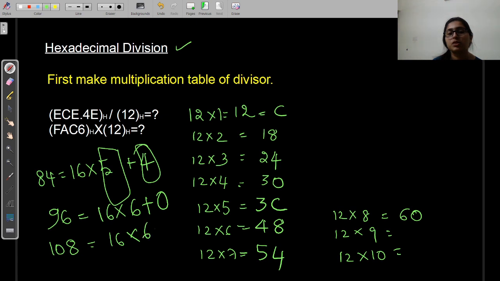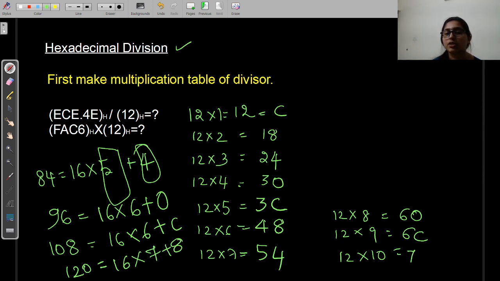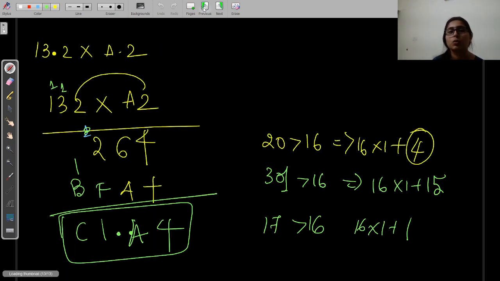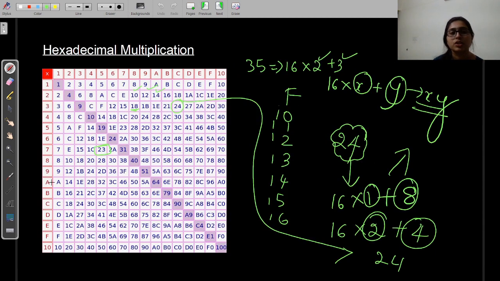You have to use this only. 16 6s are 96, then you have 4 plus 8, 12, C, so 6C. 12 10s are 120. 16 into 7, 112, plus 8, so 78. So this is the multiplication table of 12. Let us see if it is right. So this one, C.